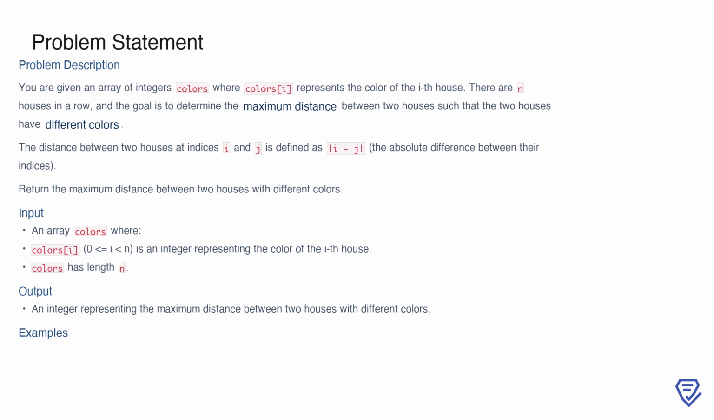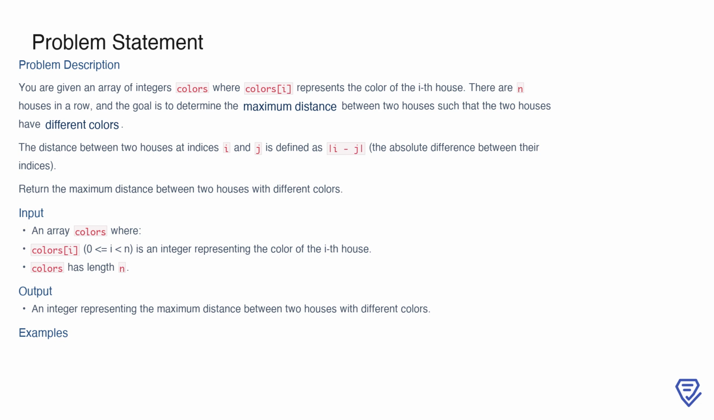In this problem, we are working with an array called colors, where each element represents the color of a specific house in a row. The task is to find the maximum distance between two houses that have different colors. The distance between two houses is defined as the absolute difference between their indices in the array. For example, the distance between the house at index 2 and the house at index 5 would simply be |2 - 5|, which equals 3. The output of the problem is an integer representing this maximum distance.